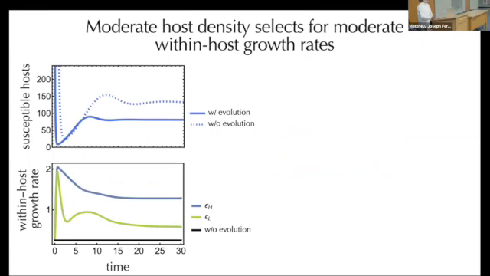So what's going on here is that at later time points we have more moderate host densities, and this then selects for lower within-host parasite growth rates, because now there's more weakened selection for high transmission rates, and the impact of that cost of virulence starts to come in, and it drives lower within-host growth rates.